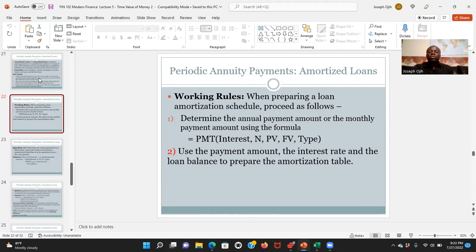So the working rule here is, first of all, to determine the annual payment amount, if the payment in that loan is made per year, or the monthly payment amount, if the payment in that loan is made every month. You determine it using the formula for payment.